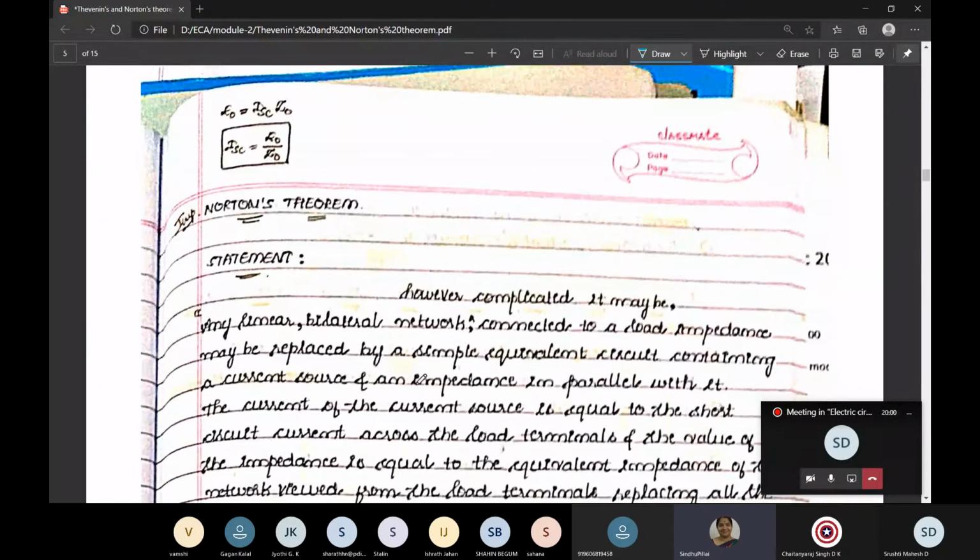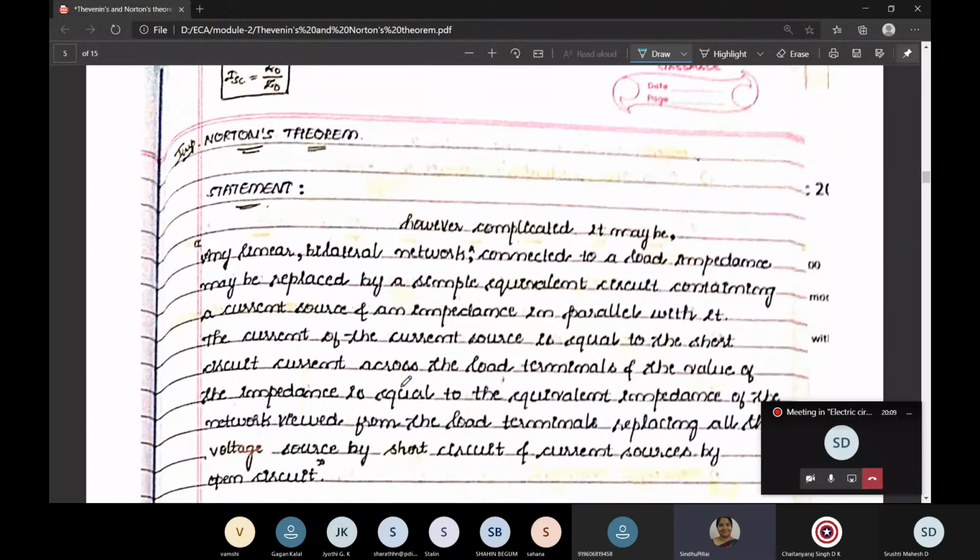Norton's theorem is just the dual. Okay, we have seen duality also. Thevenin and Norton, they are dual. So wherever voltage is there, here it will be replaced by a current source.